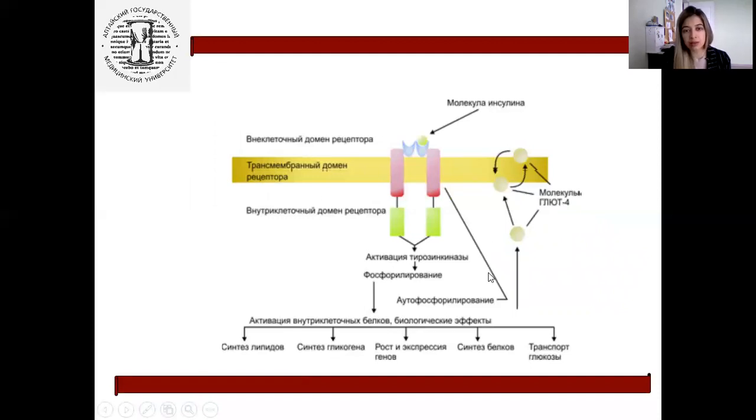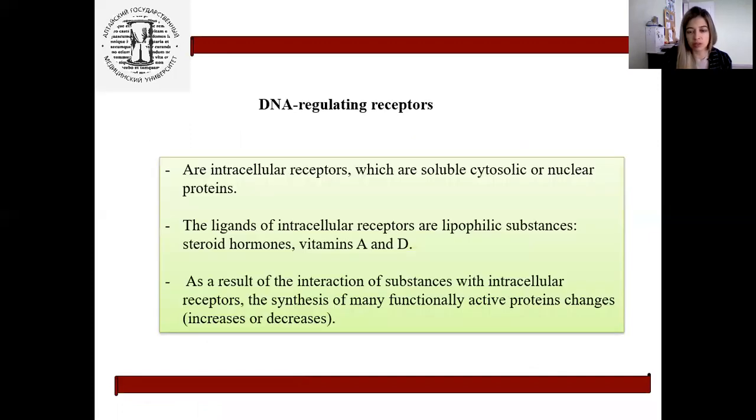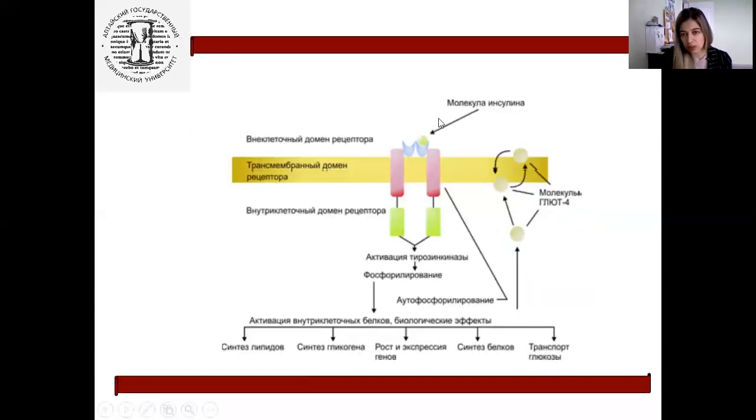So directly bind here to the receptor and this enzyme will be activated. I'm sorry for my Russian, but this is actually how enzyme-coupled receptors can affect. Here is the cascade of biochemical reactions, which is produced by activation of the enzyme tyrosine kinase.